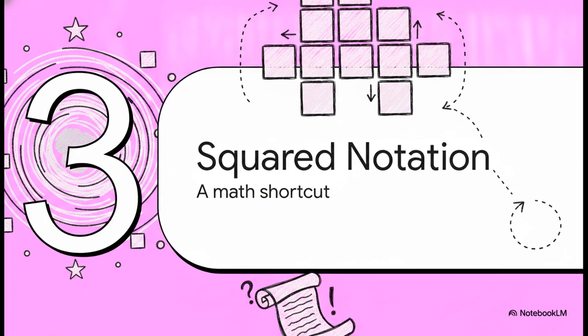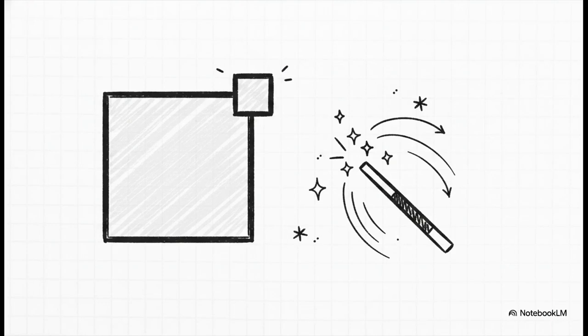Okay, let's jump into section 3, using squared notation. Mathematicians really love finding shortcuts to save time. So instead of writing out 5 times 5 every single time, we just write the normal number 5 and pop a tiny little 2 at the top right corner. That tiny 2 is our symbol for square. So whenever you see it, you just read it out loud as 5 squared.